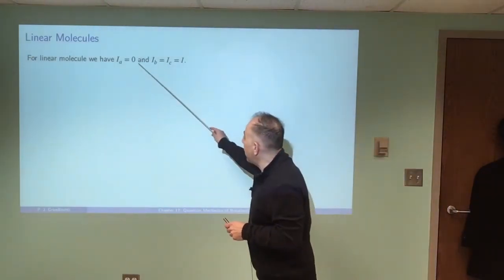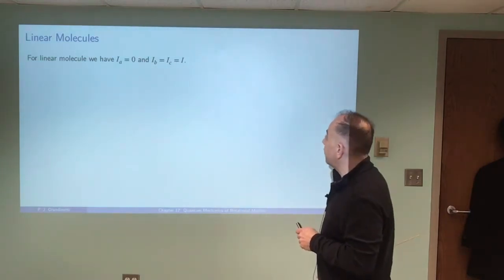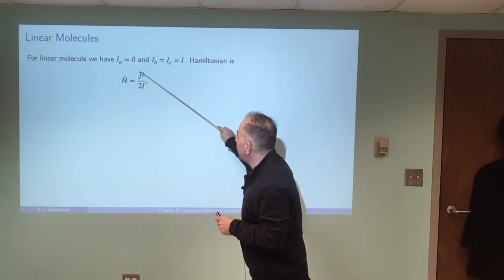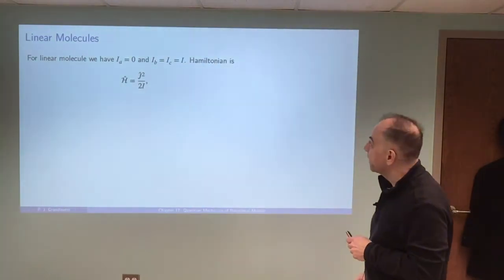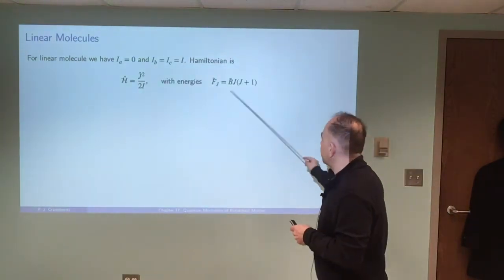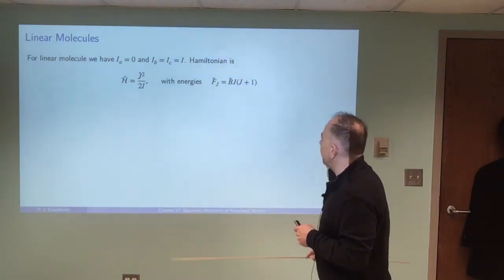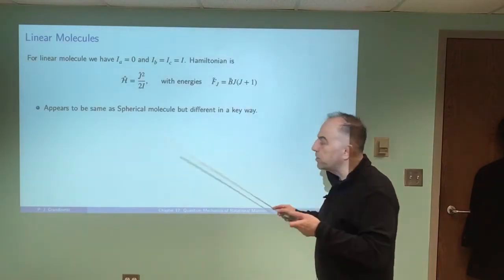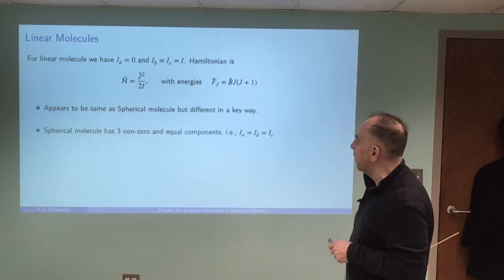So in the linear molecule then, we have the A component equals 0, B and C equal to I, and we write down the kinetic energy, putting hats on the operators, and we get the Hamiltonian operator. The energy eigenvalues for this are simply going to be this, written in terms of wave numbers, and that's not a big surprise at this point. But you can see this, again, looks the same as what we get for a spherical molecule, but it's different in some very important ways here.